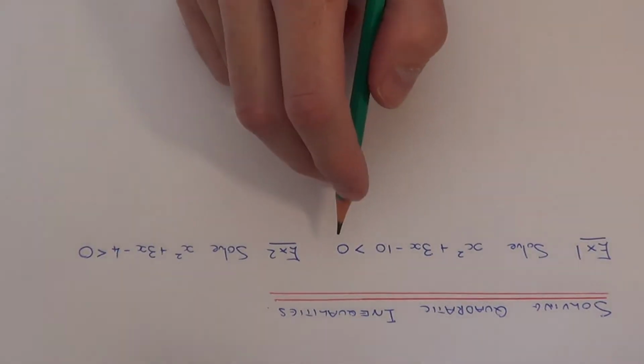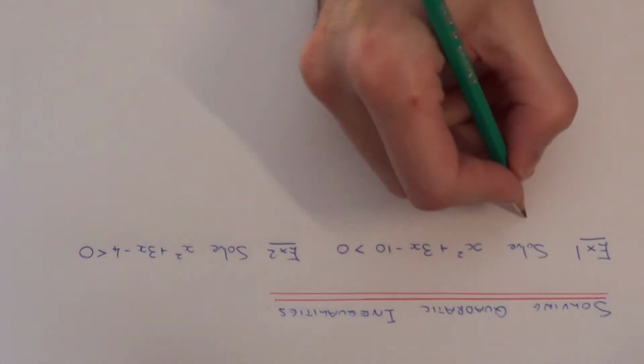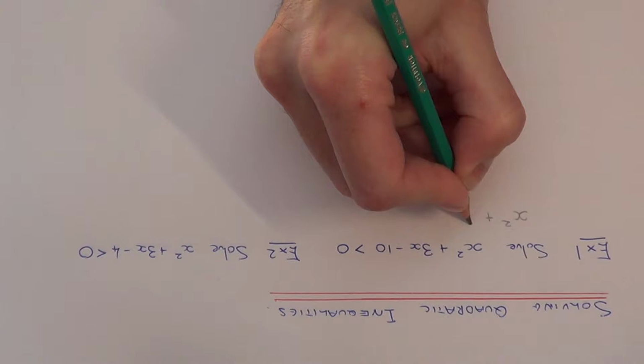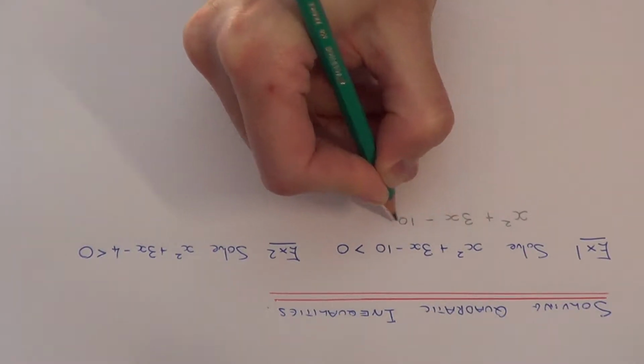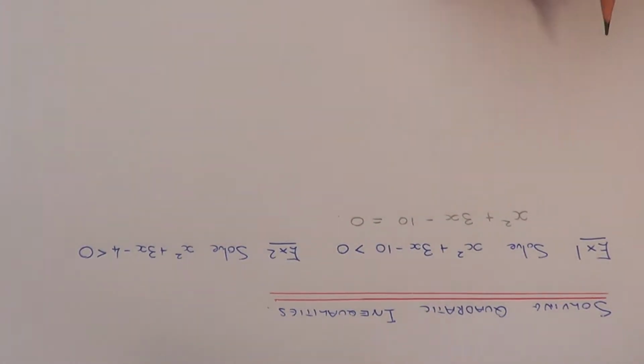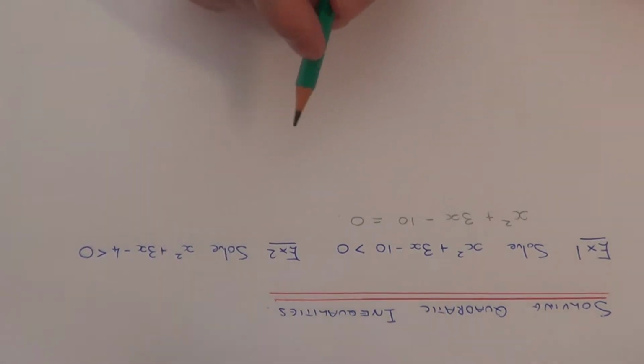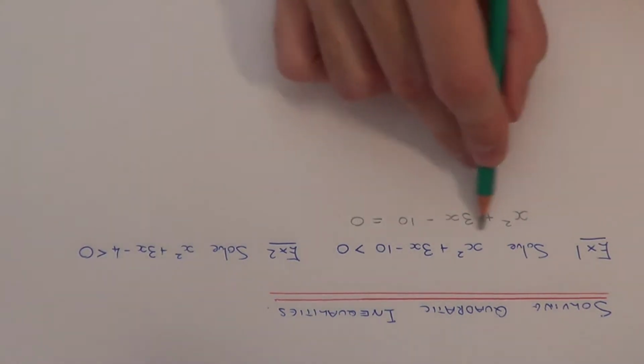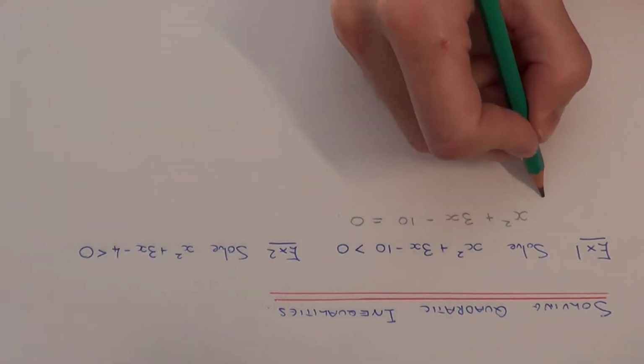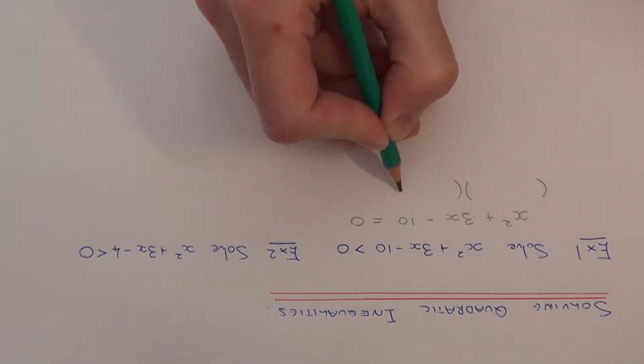So the first thing we have to do then is pretend that we have an equation first of all. So make it equal to 0. And we just need to solve this equation. So we do this by factorising the quadratic equation. So put it into double brackets.